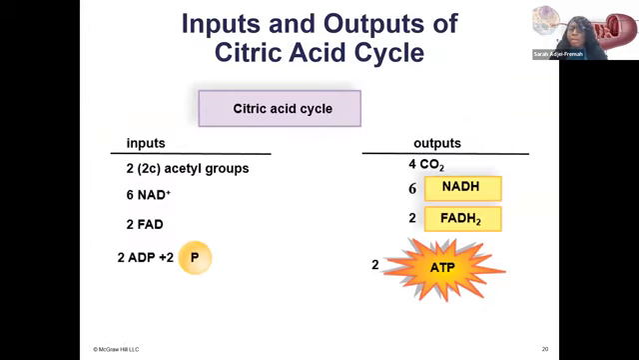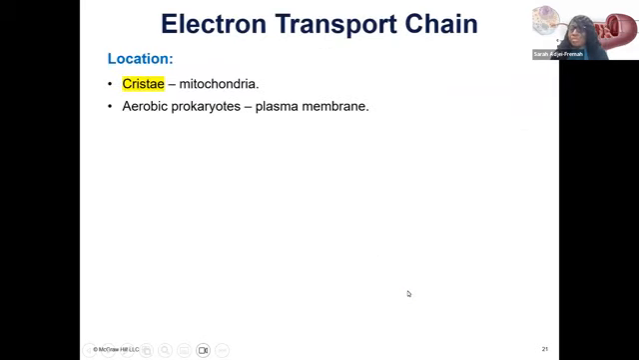And these 4 key products that we see, so the 4 carbon dioxide, the 6 NADH, the 2 FADH2, and the 2 molecules of ATP, these are the main products that we're going to get from the citric acid cycle. Now, NADH and FADH2 are electron carrier molecules, which we obtain as the coenzymes are reduced in these processes that we are going through. So we're going to take these 2 electron carrier molecules, which are rich with electrons, to the last phase, which is the electron transport chain.